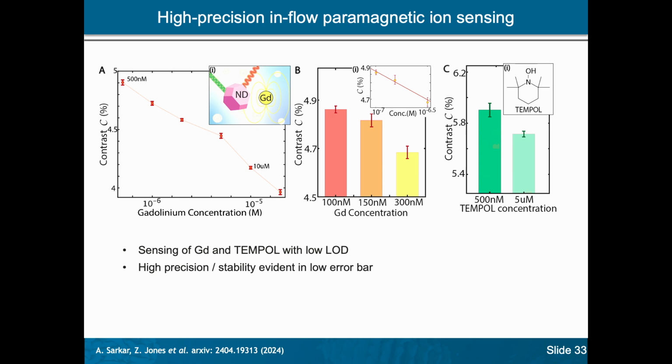So what can you do with this? Some easy things you can do are detect paramagnetic spins within the droplet, which is a starting point towards making more complicated assays. This is measurement of gadolinium, measurement of tempol. I'm not going to go into much detail, except to point out that the error bar on these plots is very small. I mean, about an order of magnitude smaller than other people in the literature.